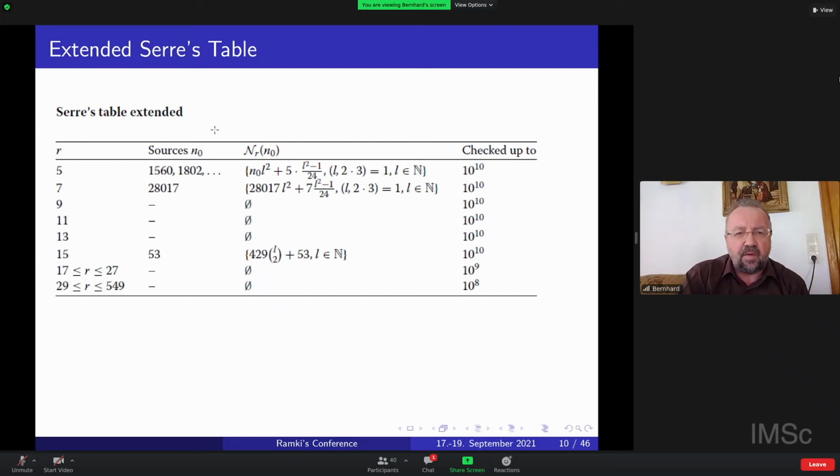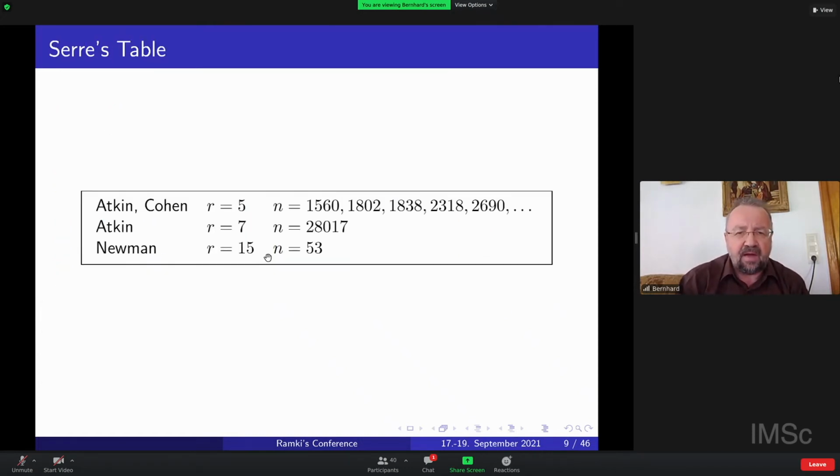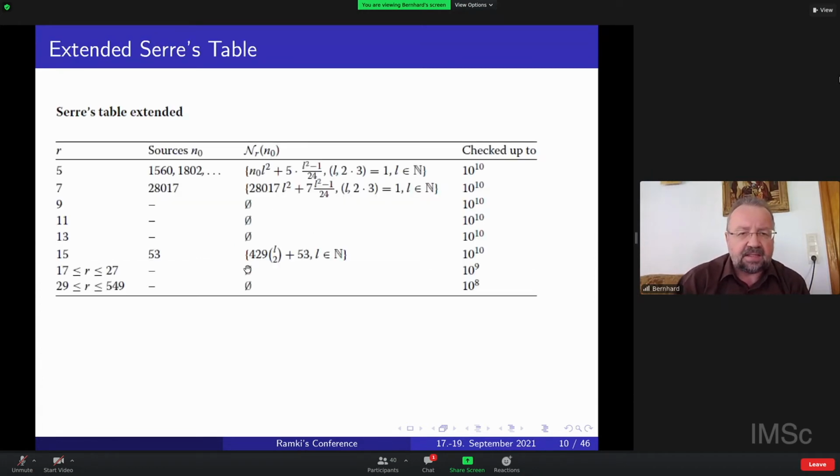When you look at the formula of Waldspurger, that when you have these a(n) squared absolute value equal to the twisted central value of an L function, it seems it's not so easy to apply this formula in the sense that you really show non-vanishing or vanishing. I mean, non-vanishing seems to be much easier. But it turned out, which I think is quite interesting, exactly these numbers in the table of Serre, 5, 7, 15 appear, and he had said nothing on the others.